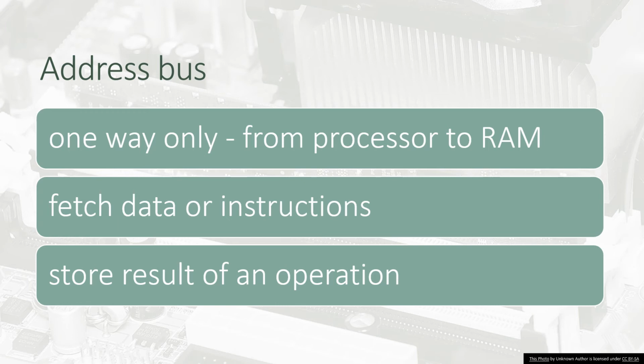The address bus is a one-way signal. It goes from the processor to RAM. During the fetch part of the fetch execute cycle, it sends the address to fetch from, and during the store part of the fetch execute cycle, it sends the address to save to.